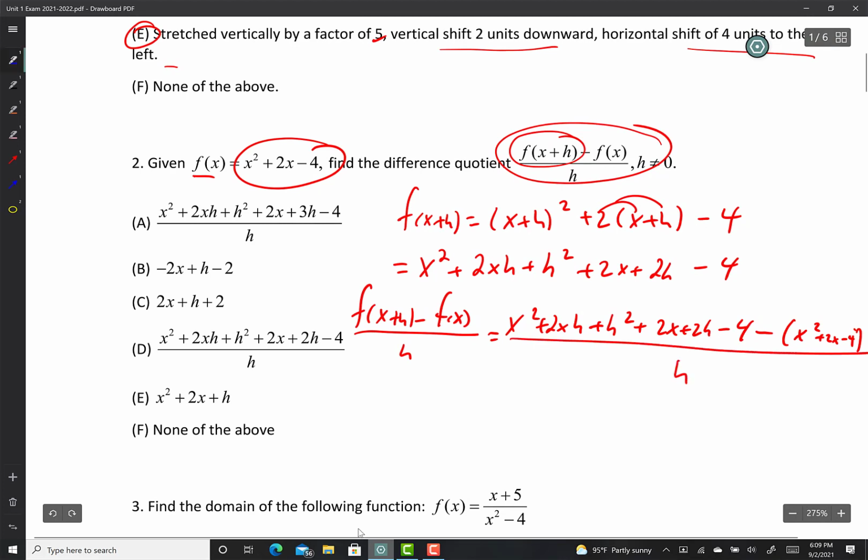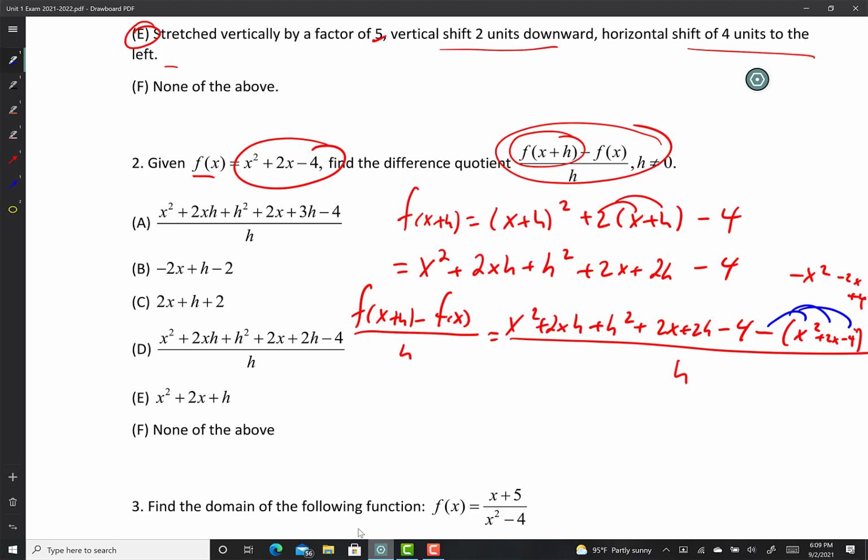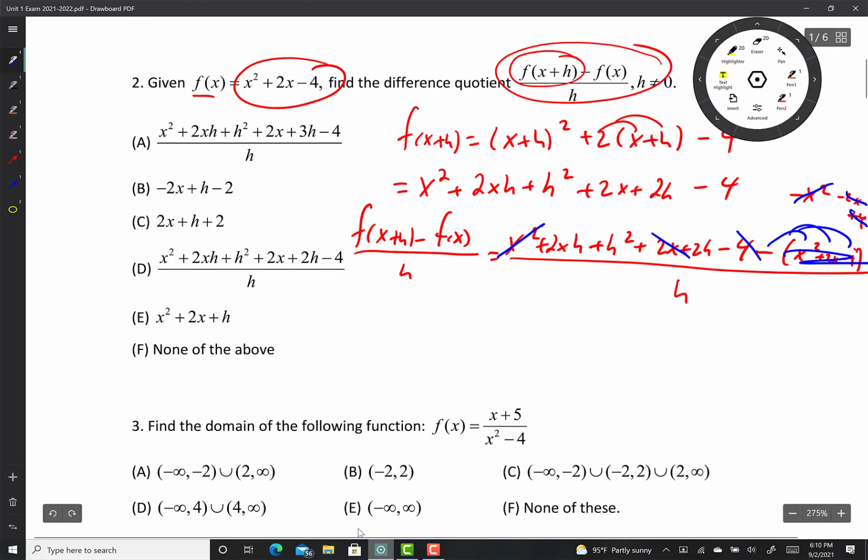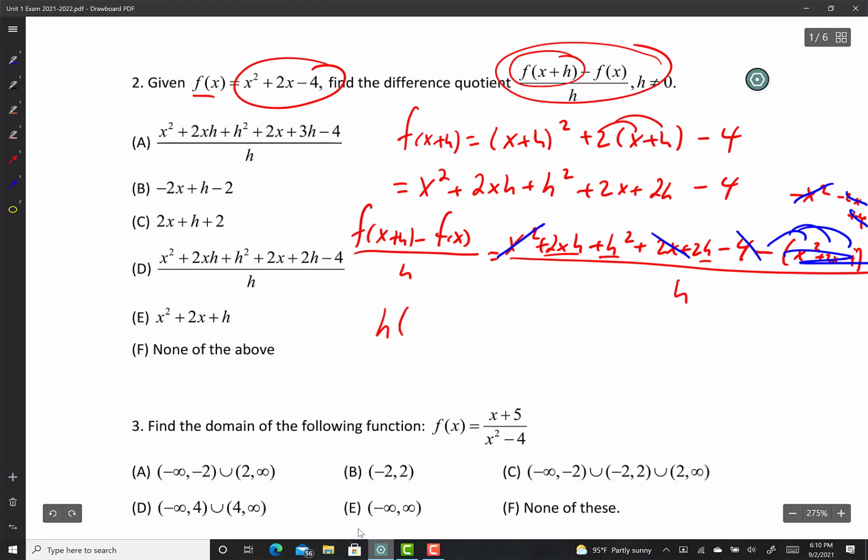Now when you distribute this negative here, guys, we're going to have a negative x squared, or minus x squared, minus 2x plus 4. So having said that, let's zero out some stuff. That's a positive x squared with a negative x squared. I have a positive 2x with a negative 2x, negative 4 with a positive 4. So we are almost done. Every single term that you have left has an h on it. Notice that. So I'm going to factor out an h, and you're going to have 2x plus h plus 2 all over h. The h's cancel out, and there's my expression.